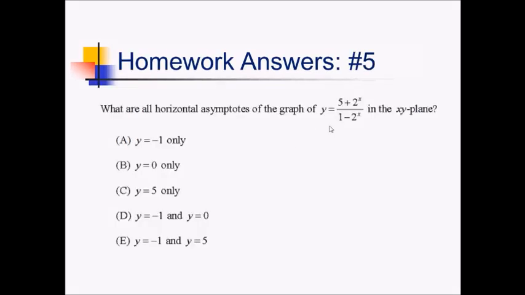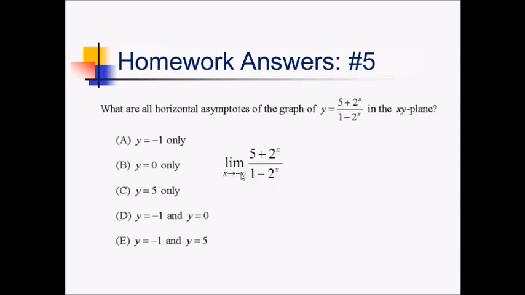For this problem, we have the function y equals 5 plus 2 to the x over 1 minus 2 to the x. We want to know all the horizontal asymptotes of this graph. Now, since they said all the horizontal asymptotes, that should at least be raising some red flags that we might get more than one. To get the horizontal asymptotes of any function, you have to consider the limits as x approaches positive infinity and negative infinity. Let's do negative infinity first for this thing.